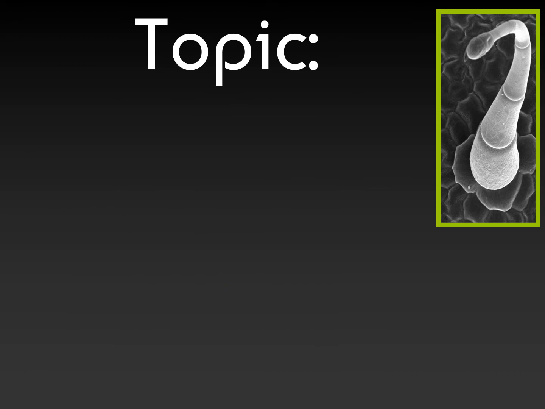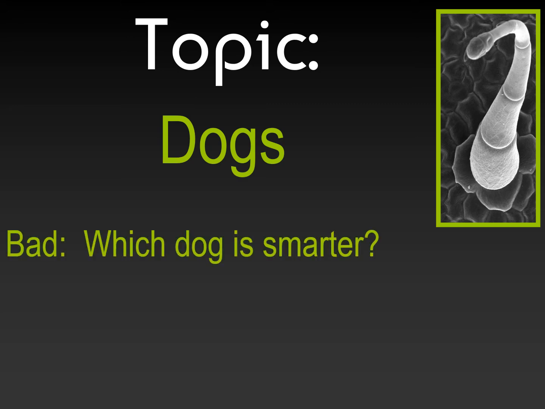All right, let's try this one. Here's a topic: dogs. Let's say you really like dogs. You're really interested in them. Well, here's a bad question: which dog is smarter? I mean, that's subjective. A lot of people think their dog is really smart. So, yeah, my dog's smarter than yours because he can go fetch the newspaper. Well, someone else might say, that's really dumb. I don't care about a newspaper.